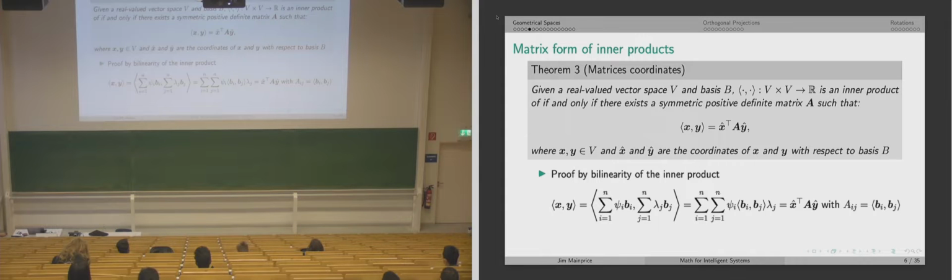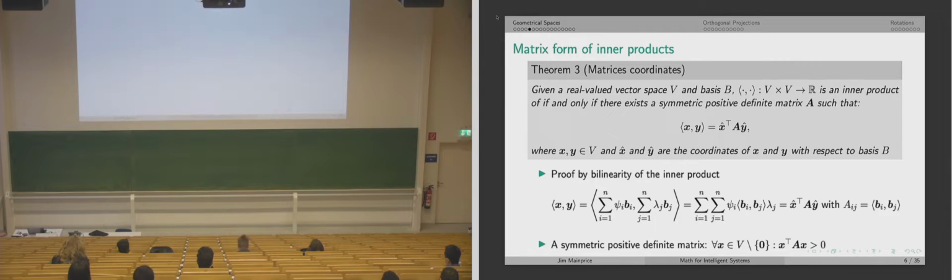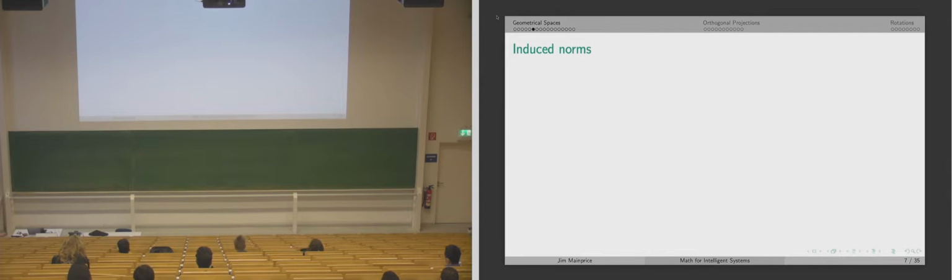Okay. So a symmetric positive definite matrix is a matrix such that if you multiply by x on both sides, it's always positive. Okay, so now we have a better understanding of inner products and their coordinate representations.